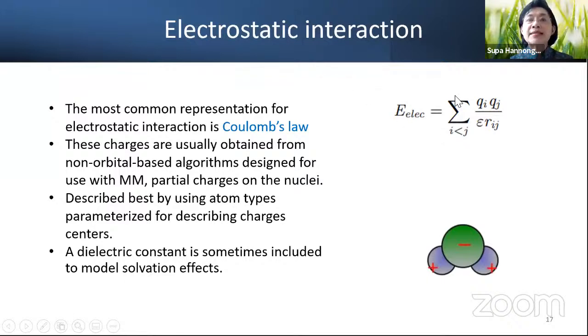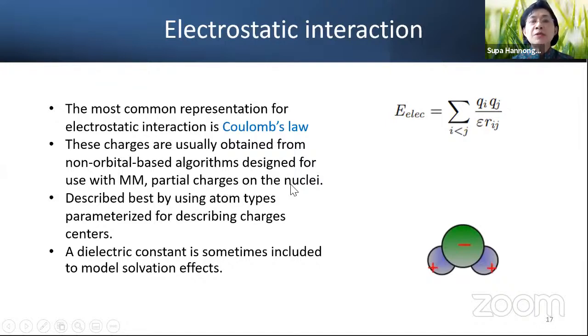And the electrostatic interaction is represented by the Coulomb law, you can see that it is just the electrostatic. It is like a charge that we normally obtain from the non-orbital based algorithm, which is designed for molecular mechanics.